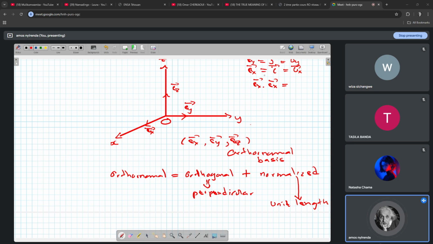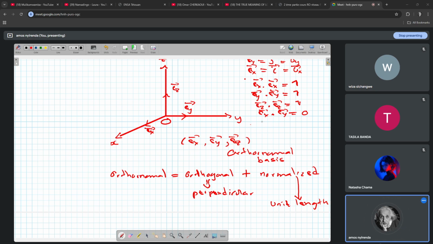So if I take EX dot EX, I'm going to have 1. If I take EY dot EY, I'm going to have 1. La même chose, EZ dot EZ, I'm going to have 1. But if I say EX dot EY, because it's an orthonormal basis, there's this orthogonal part here, this is going to be 0 because EX and EY are perpendicular. And if two vectors are perpendicular, the dot product is going to be equal to 0.